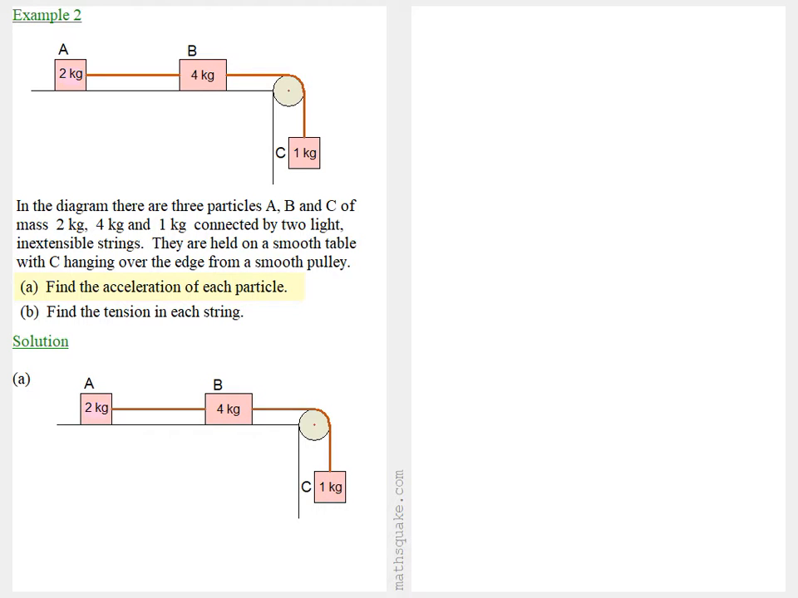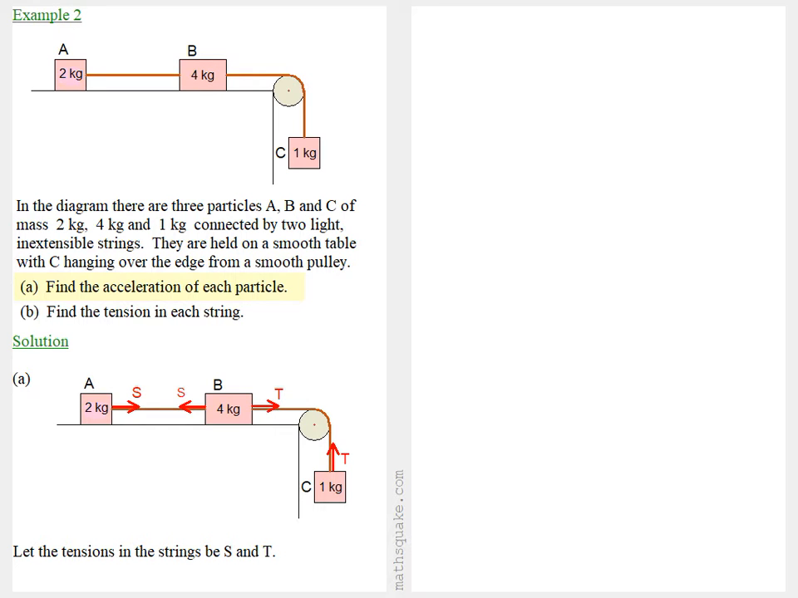Well, we can start by drawing a diagram and marking in the forces. Let the tension in the first string be S. And let the tension in the second string be T. Because the pulley is smooth and the string is light, the tension will be the same at both ends.